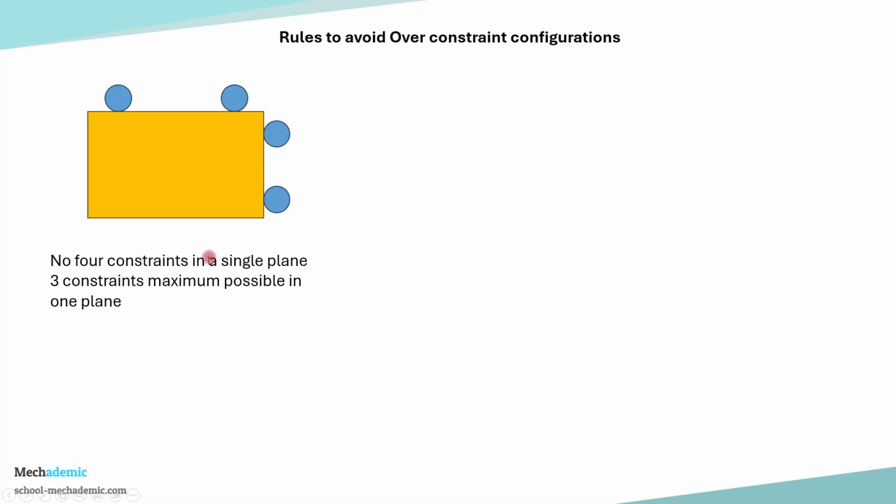So no 4 constraints in a single plane should be allowed. 3 constraints maximum possible in one plane. So the maximum number of points of contact in one plane should be 3 to exactly constrain. So this is rule number 1.